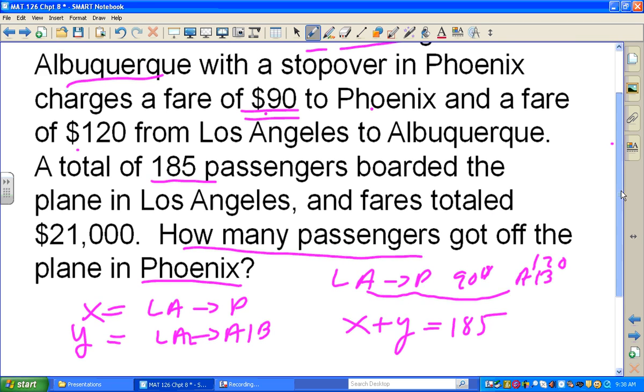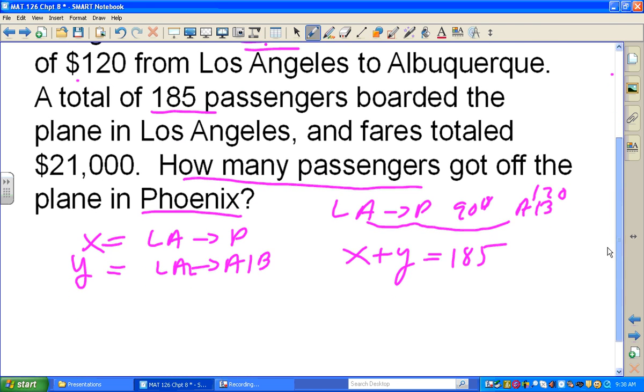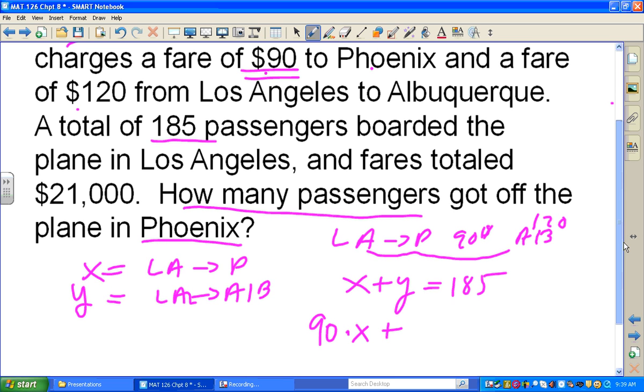Oh, yeah, I remember this now. Remember what? You've done this problem? No. Nice. $90 to Phoenix. So which one gets the 90 in front of it, the x or the y? x. So we always take the price times the number of people. And 120 is for the y. Equals fares total 21,000.